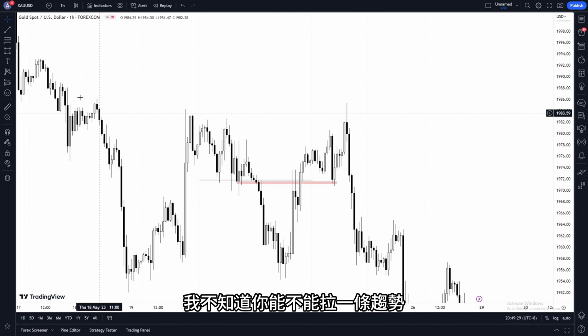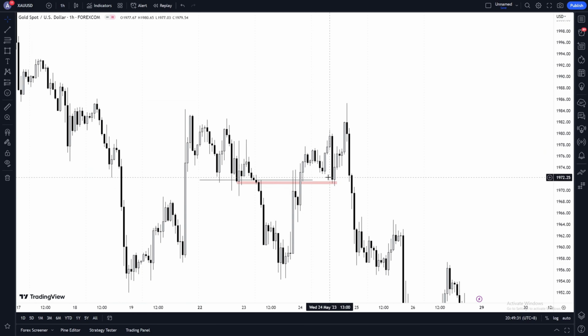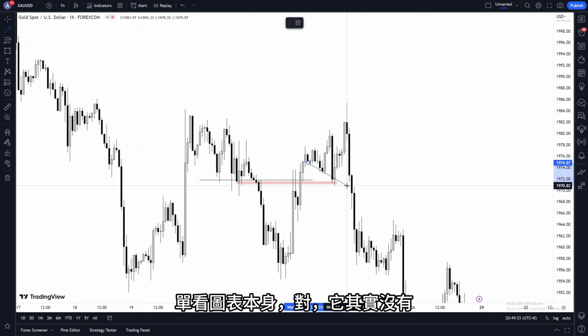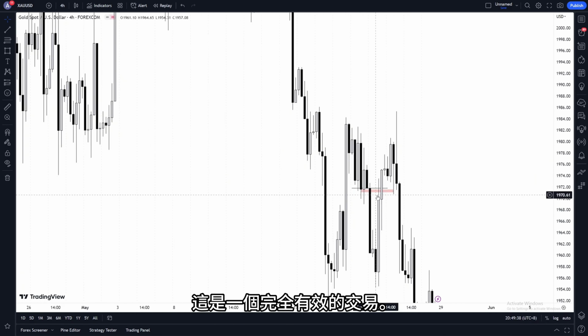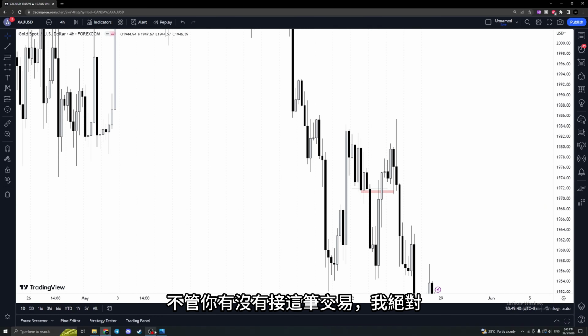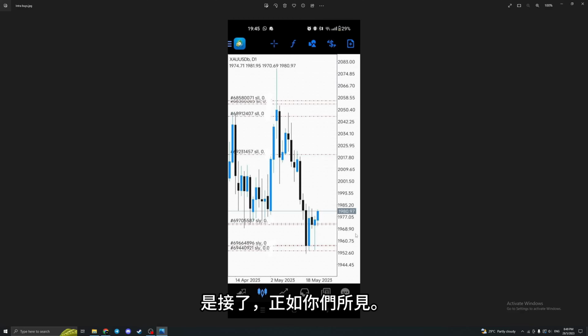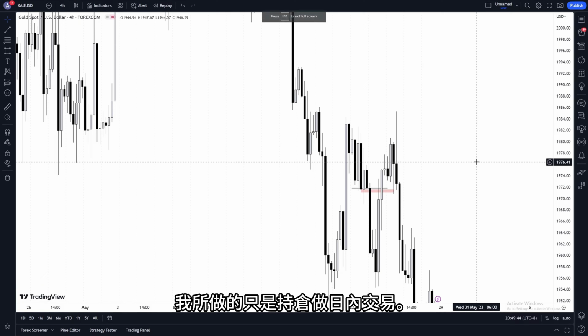And I don't know if you could pull a trend line, maybe like this. Maybe you could pull a trend line. I don't think it actually meets. Just looking at the chart itself, yeah, it doesn't actually meet. But regardless, you could have taken this trade. This is a perfectly valid trade. And whether or not you took the trade, I definitely took the trade, as you can see. Okay? And all I did was hold it for that intraday. Hold it for that intraday, guys.